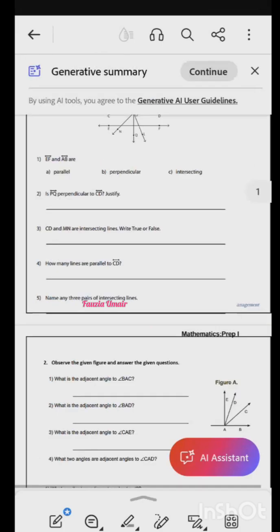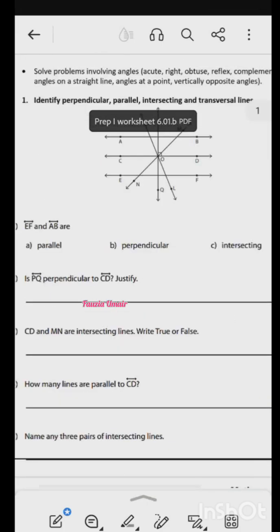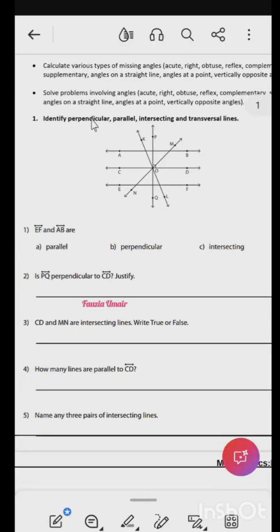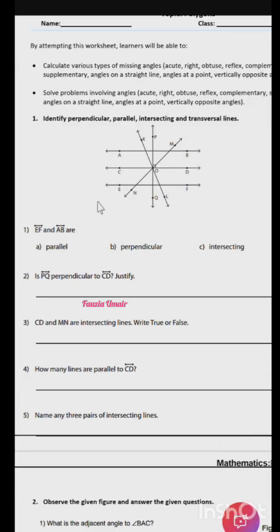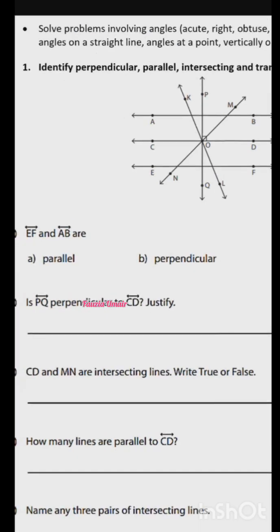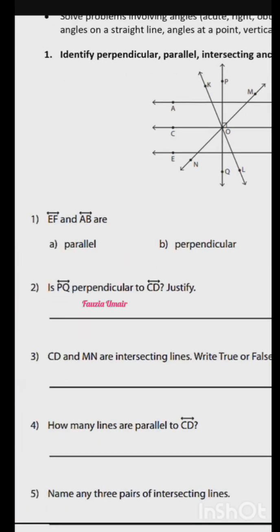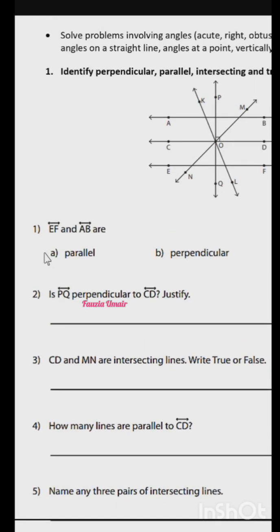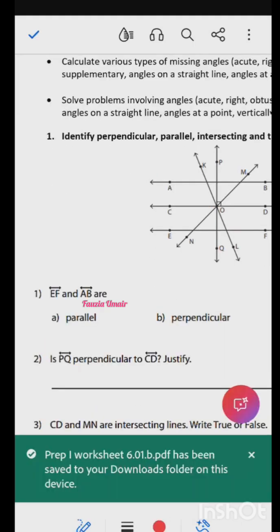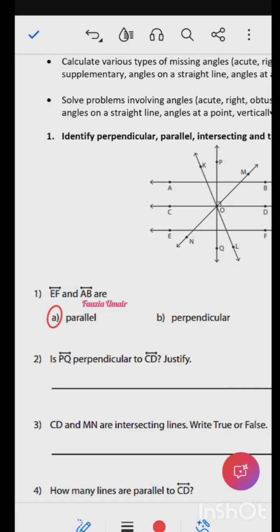All right. So this is the exercise. This is the question. The first question is to identify perpendicular, parallel, intersecting and transversal lines. So EF and AB, let me zoom it. EF and AB are parallel lines, right? Now the second question: is PQ perpendicular to CD?